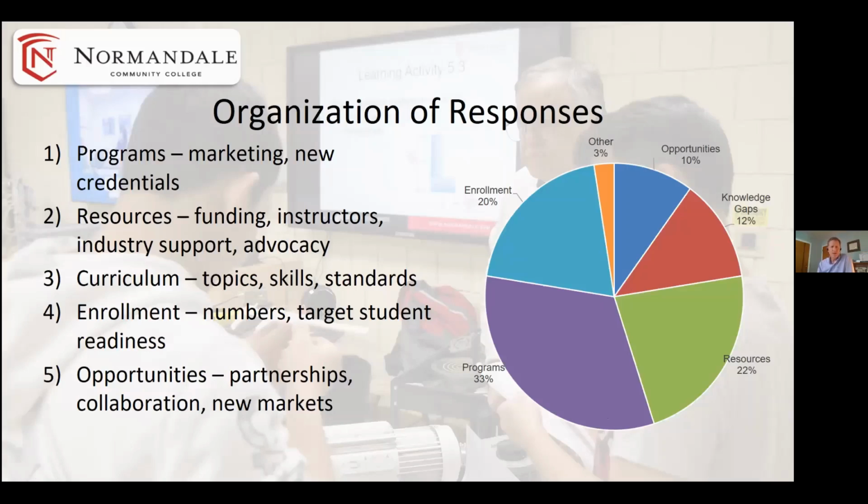And then the fifth category was not as much gaps as it was opportunities, partnerships, collaboration, maybe new markets we could roll into. And there was 1 or 2 others. They were small. We've got them, but as you can see, the large majority fell into one of these 5 categories. Next slide, please.